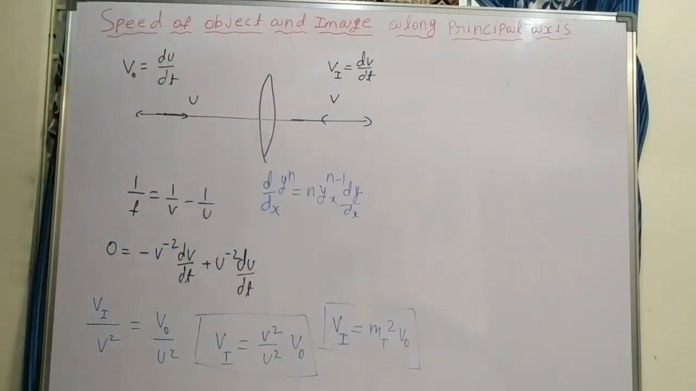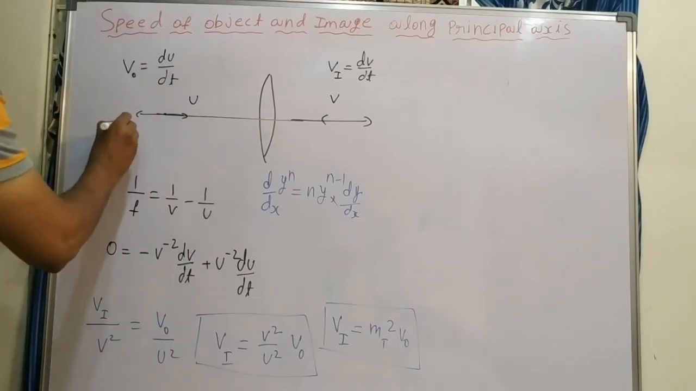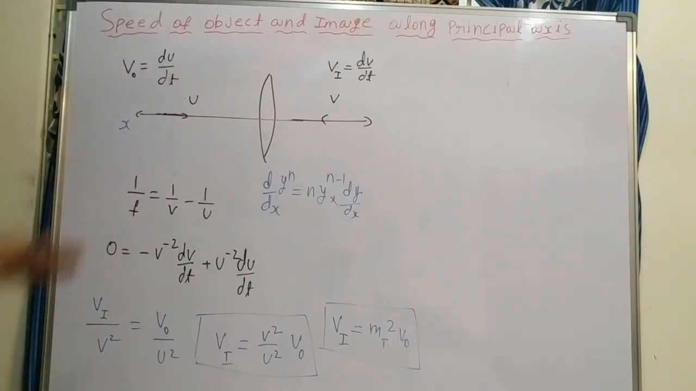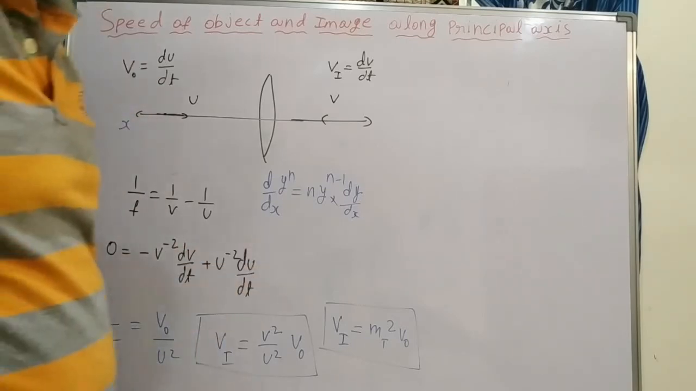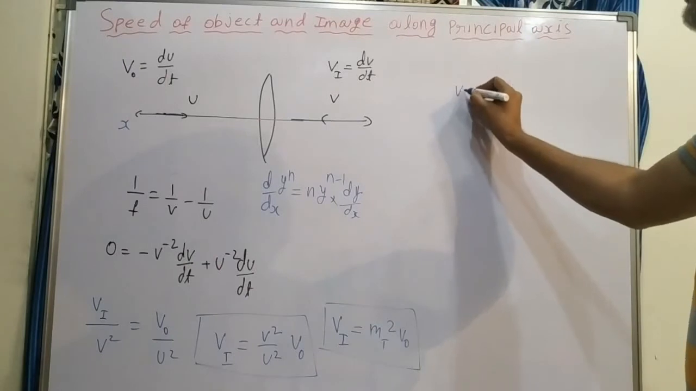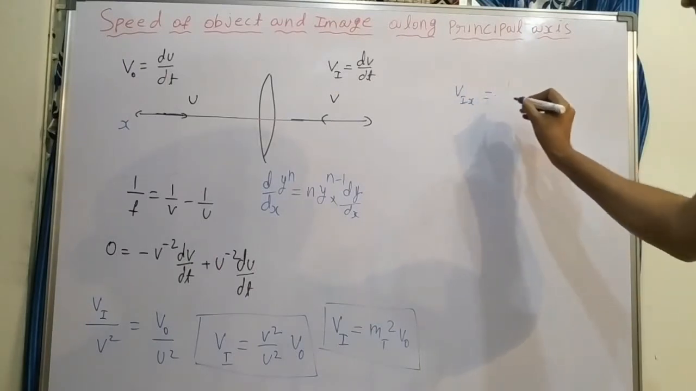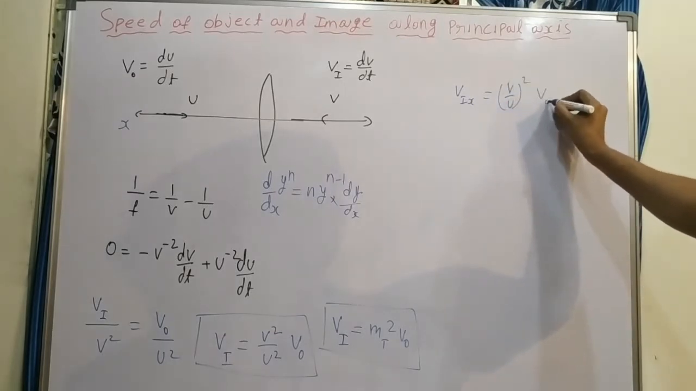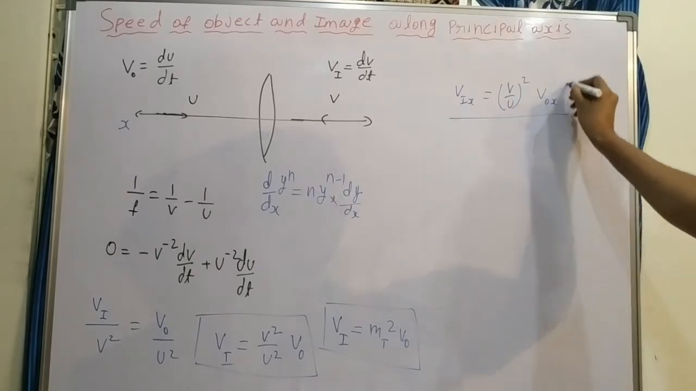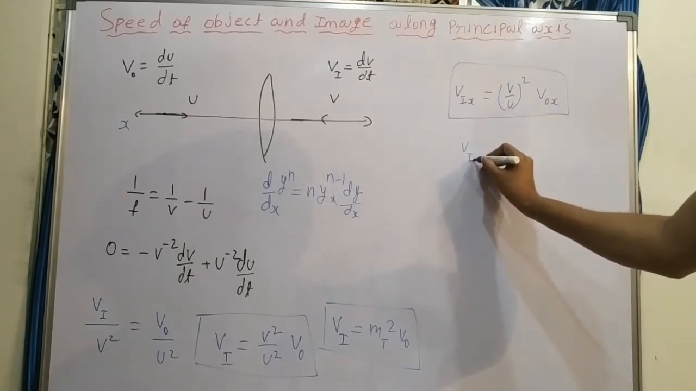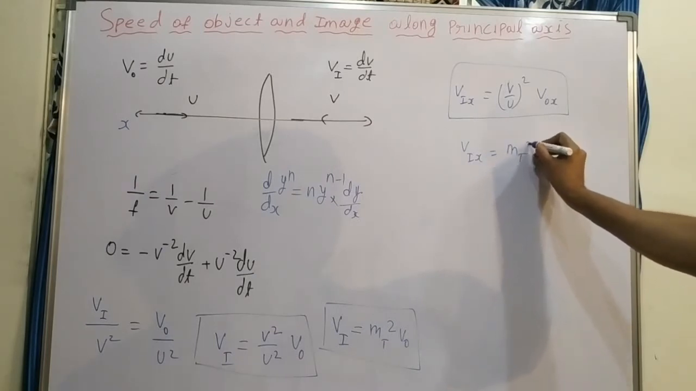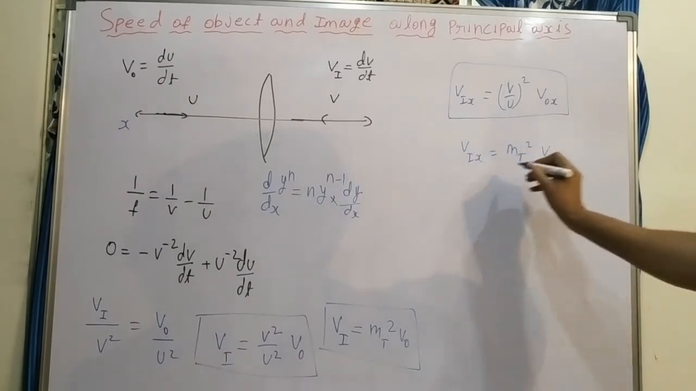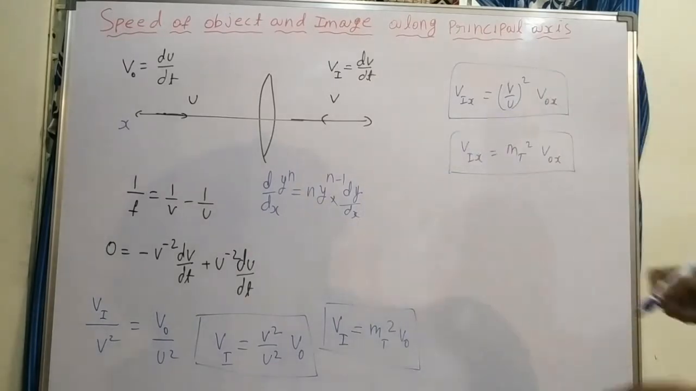We can apply this formula when the object is moving along the principal axis, meaning towards the lens or away from the lens, along the principal axis or x-axis. We already discussed motion along the y-axis, perpendicular to the principal axis. So here the formula is: velocity of image along x-axis is equal to v by u whole square into velocity of the object along x-axis. That is, velocity of the image along x-axis is equal to mt square into velocity of the object along x-axis.